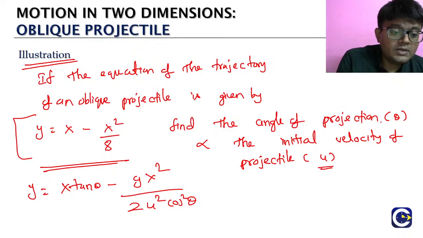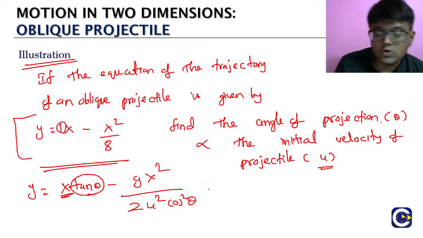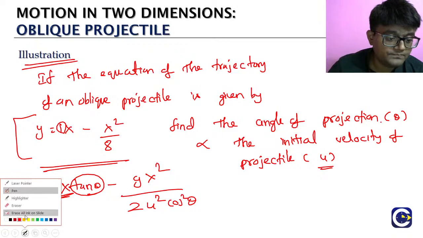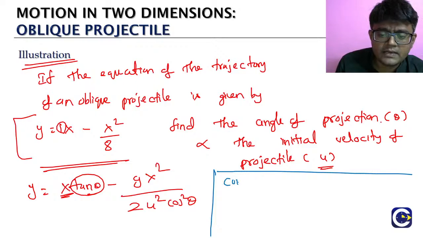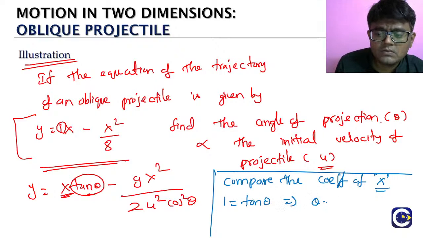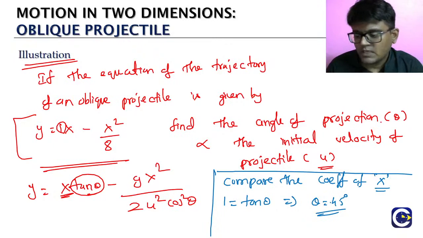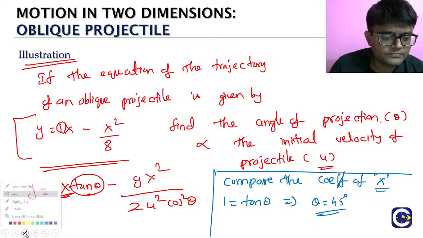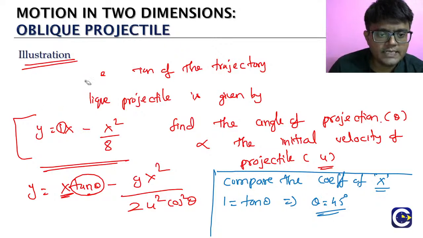Look here, the coefficient of x is tan theta, and here it is 1. I'll use a different color. First, what are we going to do? Compare the coefficient of x. Comparing the coefficient of x, 1 is equal to tan theta. Tan theta is equal to 1 means theta is 45, because tan 45 is 1. What is the tan 45 value? 1.